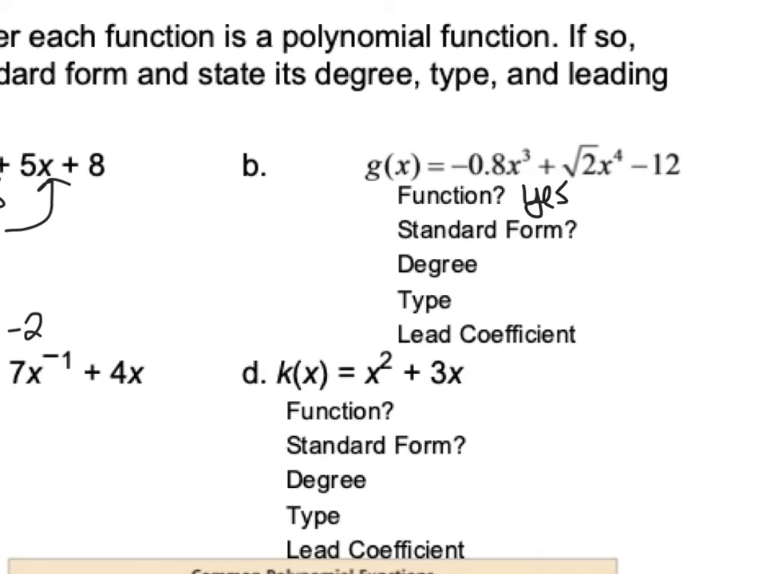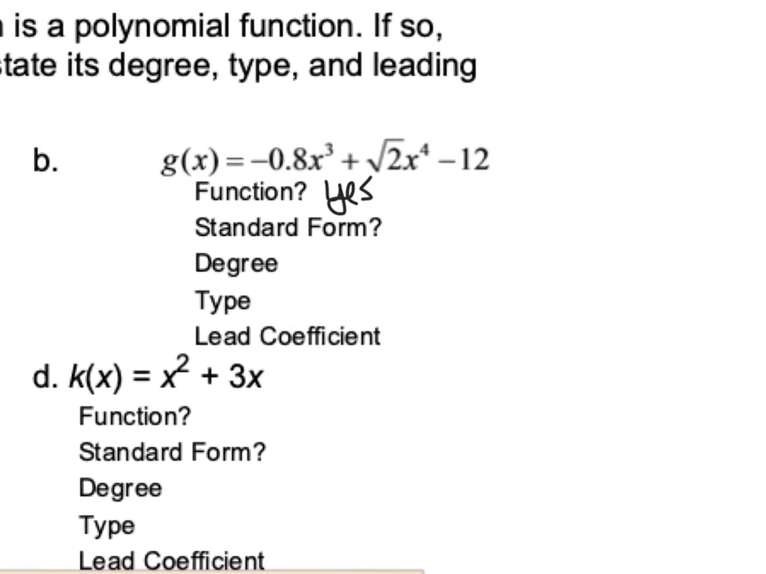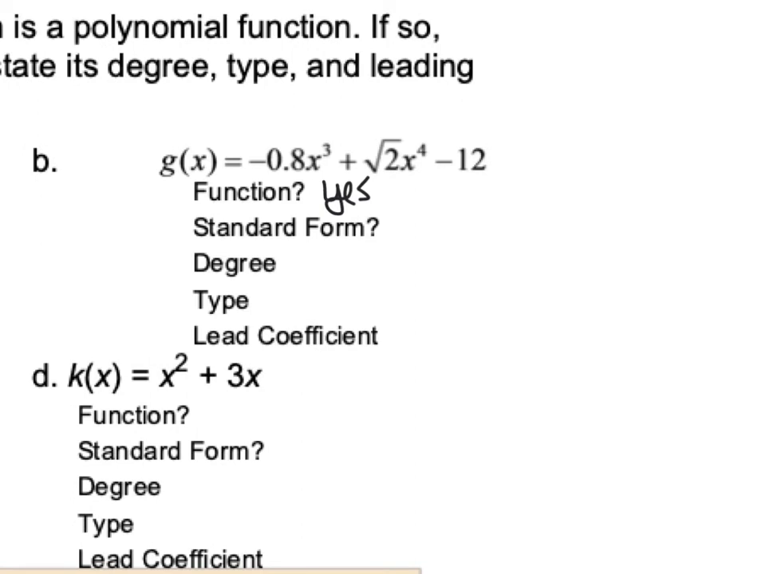Sometimes kids like to think that since there's a square root of 2 in there, that means it's not a function, but it's fine. The square root of 2 is just a number. And to put it in standard form, we would need to go highest exponent first, which is x to the 4th. So we're going to say the square root of 2, x to the 4th. Our next highest exponent is 3, so we'd have minus 0.8 x to the 3rd minus 12.